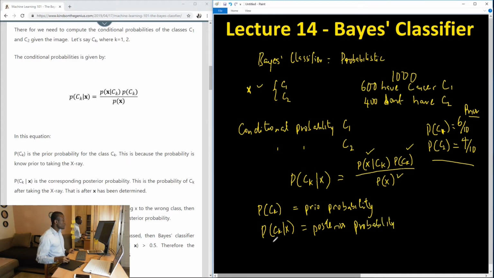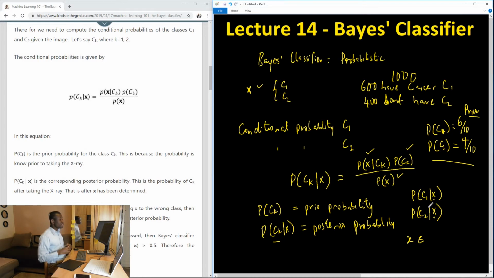Of course, you know that this is also a conditional probability. So if the objective is to reduce the chance of assigning X to the wrong class, then we will choose the class that has the highest posterior probability, right? So we calculate these two probabilities, P of C1 given the X-ray image, and P of C2 given the same X-ray image, and we assign this X to the class with the higher one. So X will be assigned to the class that has the higher posterior probability.